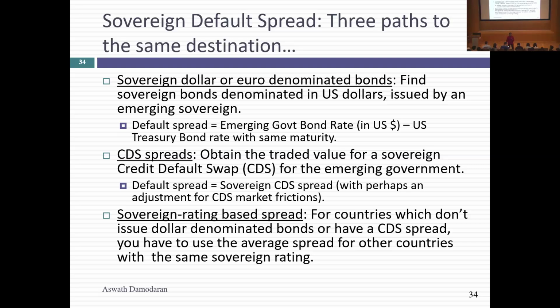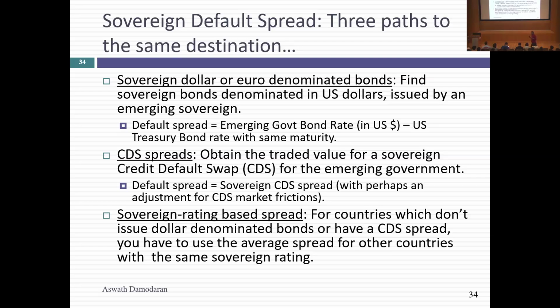There are sovereign CDS spreads now on about 80 countries. Better than the 20 that you got with the government bond, but you're still stuck at 80. There are 180 countries. You're saying, what do I do with the remaining countries? My third approach allows you to get a default spread for countries that don't have a sovereign CDS and don't have a government bond in dollars or euros.